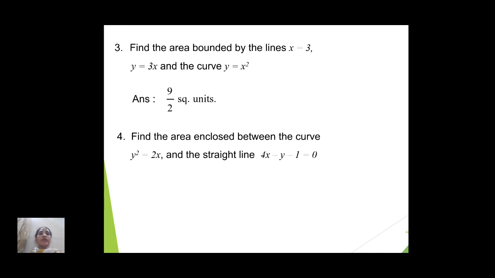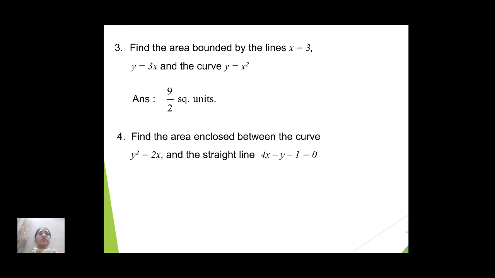Next problem, find the area enclosed between the curve y square equal to 2x and the straight line 4x minus y minus 1 equal to 0. Here also they are not giving limits. Then we must have to solve these two equations. Then we get the limits, that means upper limit and lower limit.